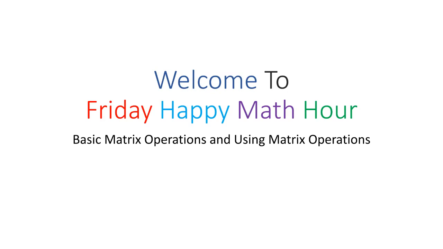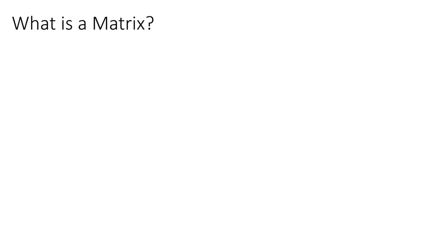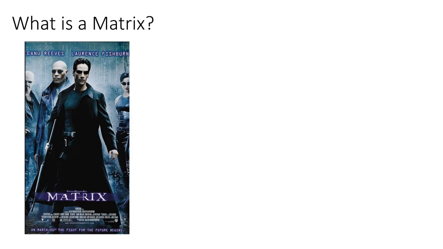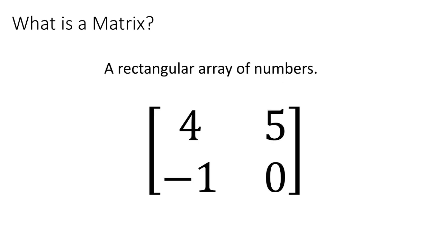So let's continue. For section 8.1, we're looking at what is a matrix. This is what our first thought might be, thinking about The Matrix, right? The movie. But no, that's not what we're going to be talking about, although I could talk about that for a while. Instead, we're going to talk about a math matrix, which is basically an array of numbers.